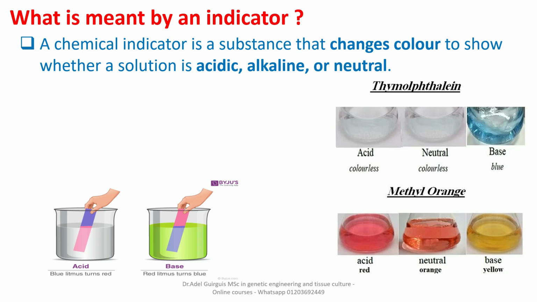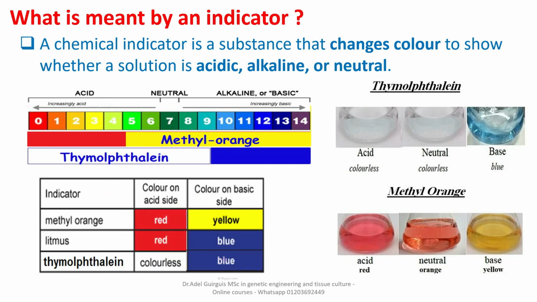So for a summary of this slide, compare the color change for methyl orange, litmus, and thymolphenol in acidic and alkaline solutions. Methyl orange is red in acidic medium, while it turns yellow in basic or alkaline solution. For litmus, it is red also, but turns blue in alkaline solution. For thymolphenol, it is colorless in acidic medium and turns blue in alkaline solution.